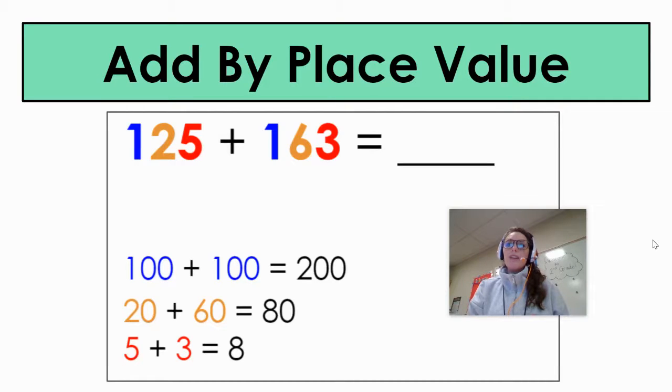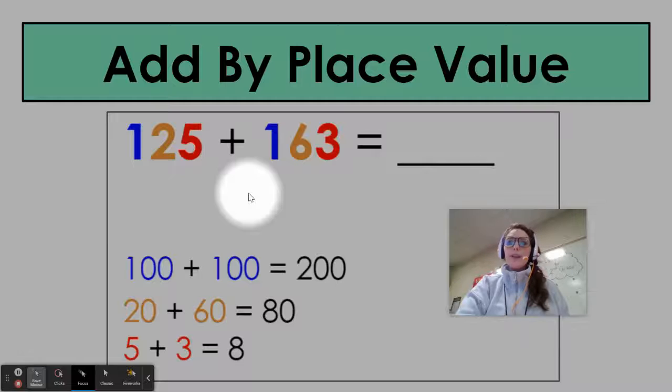For this example, I have color-coded the digits in our hundreds place, tens place, and ones place. I'm going to start by adding the digits in the hundreds place. You can see they are labeled in blue. So I have 100 plus 100 equals 200. Next, I will add the digits in the tens place. 20 and 60. Remember that the 2 represents 20 and the 6 represents 60 because it is in the tens place. So I have shown 20 plus 60 equals 80.